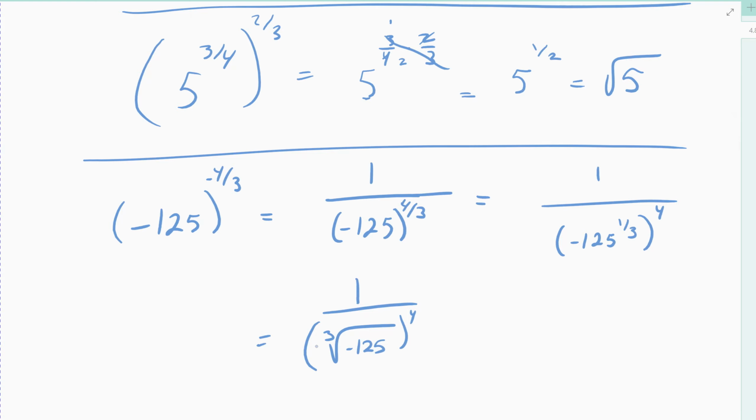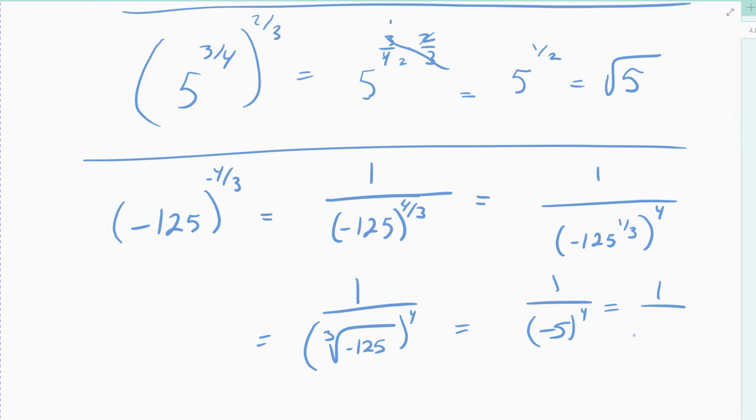Well, that's 5, and it just has to be a negative 5. So this simplifies into negative 5 raised to the 4th still. Don't forget I still have this raised to the 4th on the outside. And so 1 over negative 5 raised to the 4th simplifies. And that one you would probably need your calculator for. Make sure you're careful. It's negative 5 raised to the 4, which is an even power.